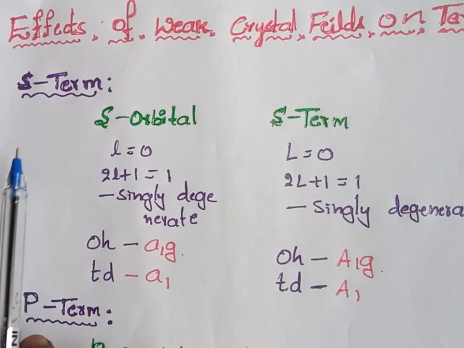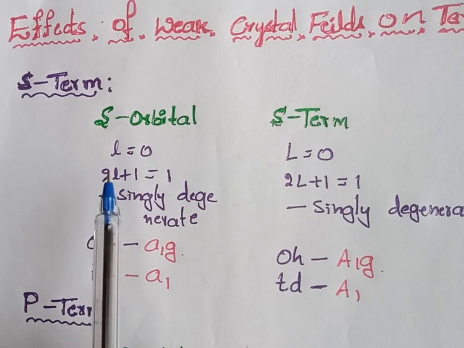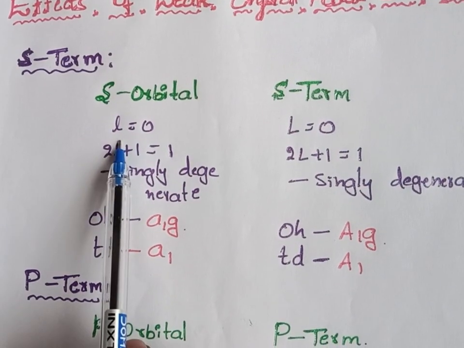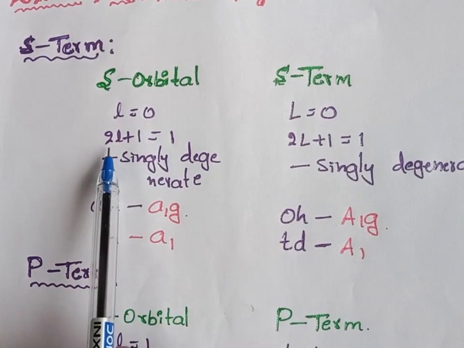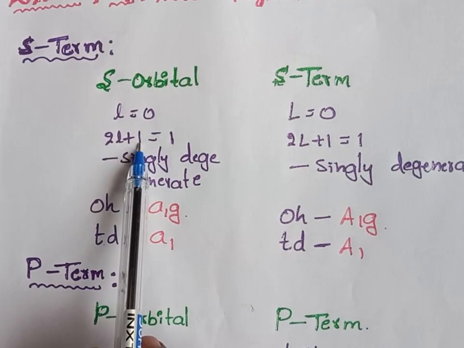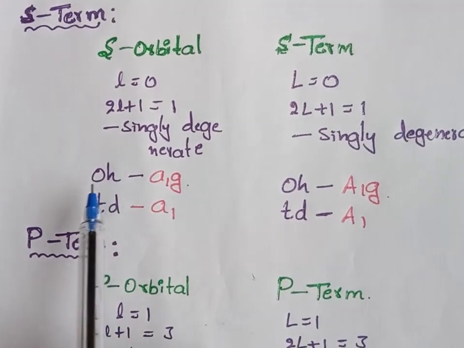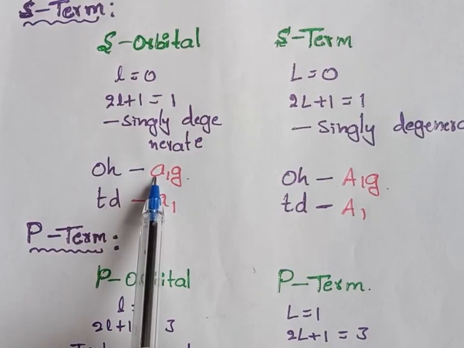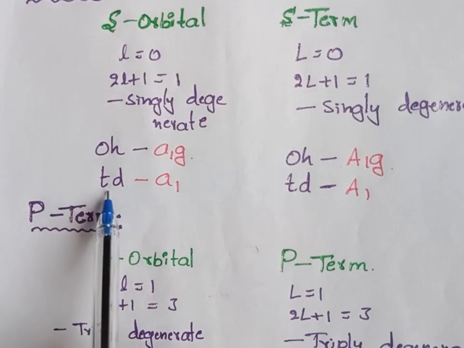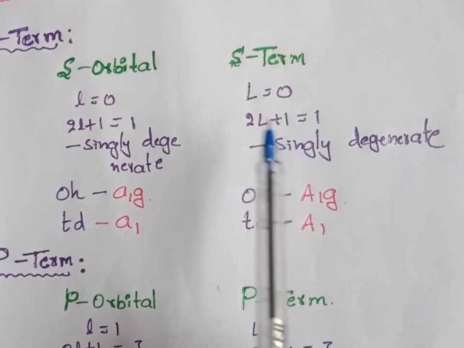For example, if we take the S term, the S orbital and S term have similarities. As we know, for the S orbital the azimuthal quantum number l is 0, so the degeneracy 2l plus 1 will be 1. That is, the S orbital is singly degenerate. In an octahedral field, the energy level of the S orbital is designated as a1g, and in a tetrahedral field it is designated as a1.